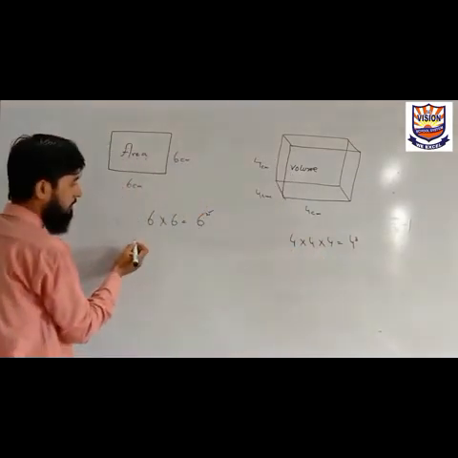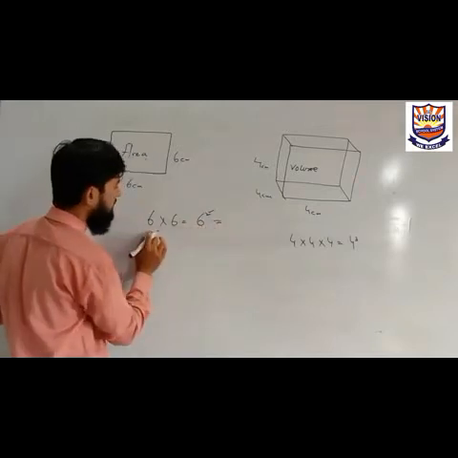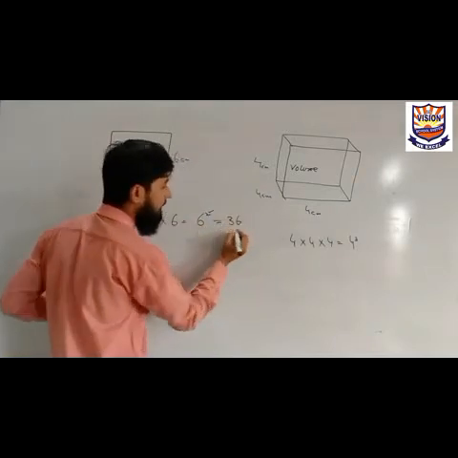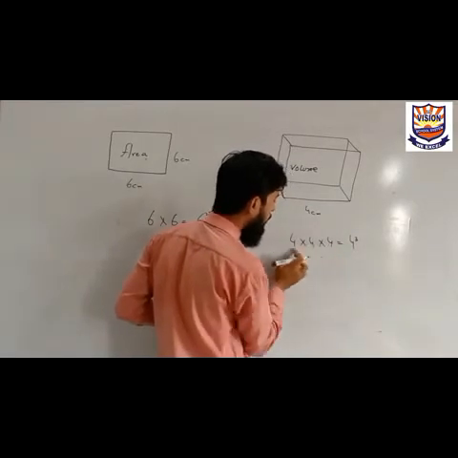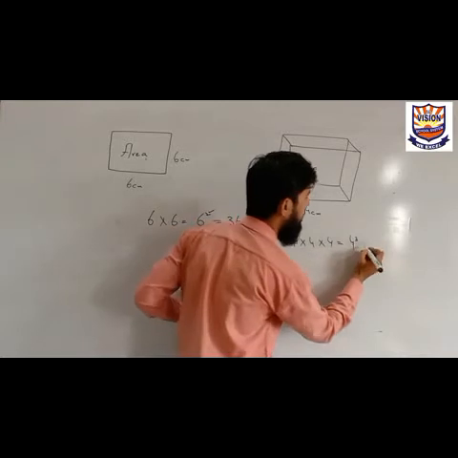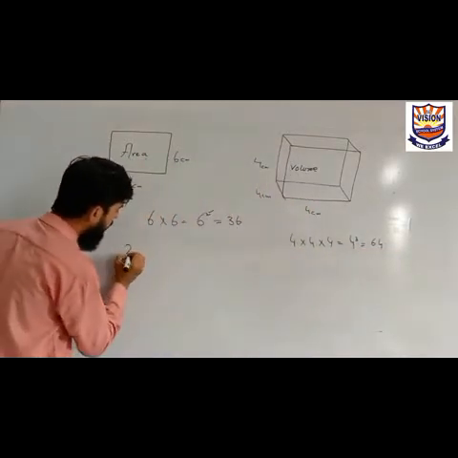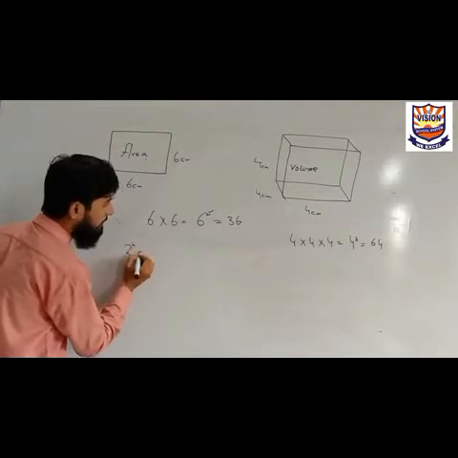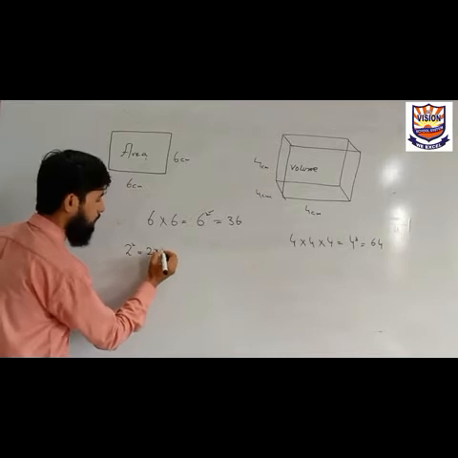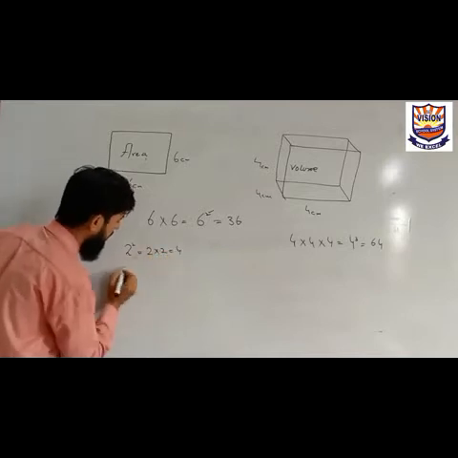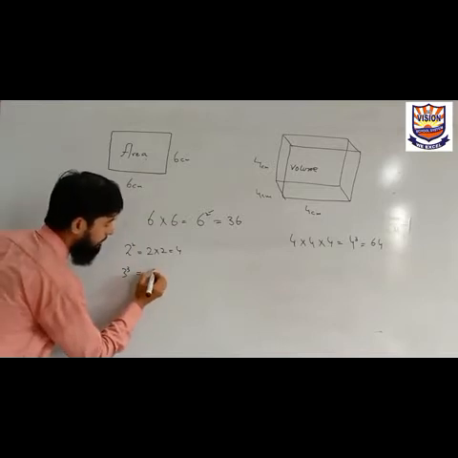For example, if you want to find the value of 6 square, it will be 6 multiplied by 6, 36, and the value of 4 cube is 4 multiplied by 4 multiplied by 4. 4 fours are 16, 16 fours are 64. Likewise, the value of 2 square is, as we know, multiplying 2 times, 4. Value of 3 square will be 3 multiplied by 3, 9.